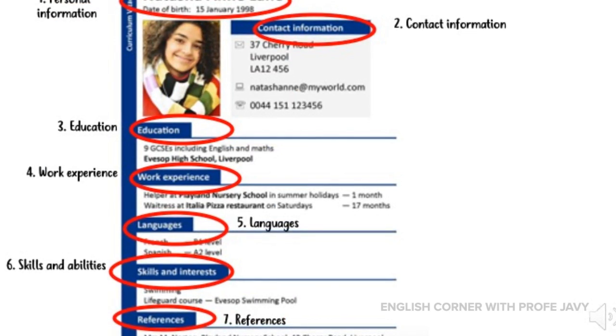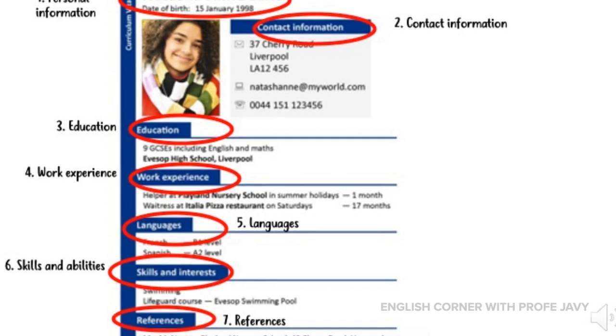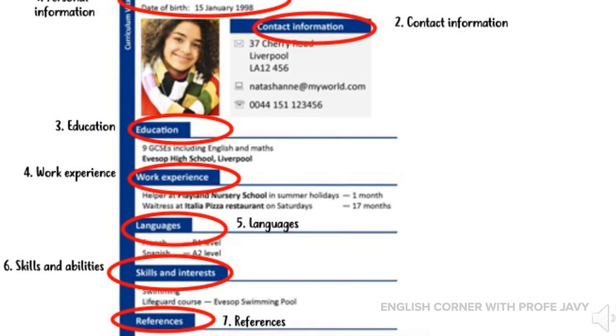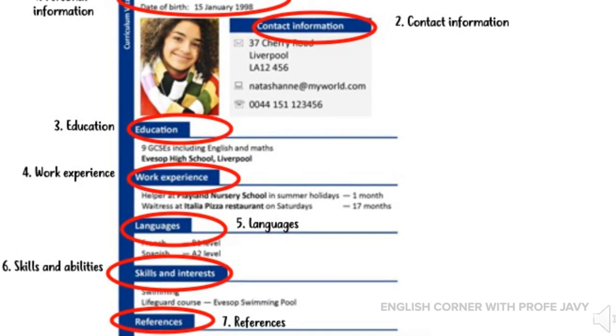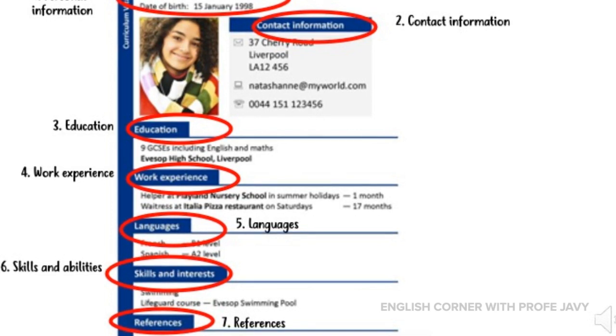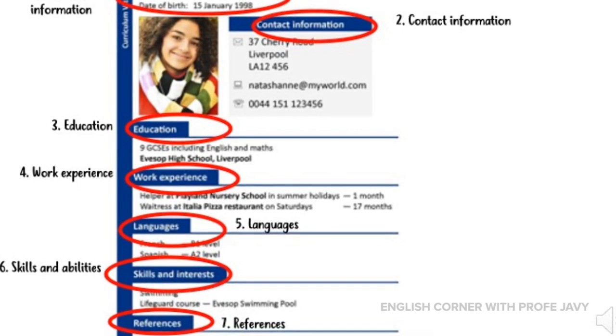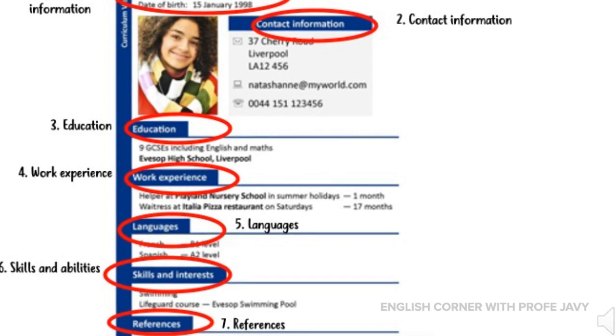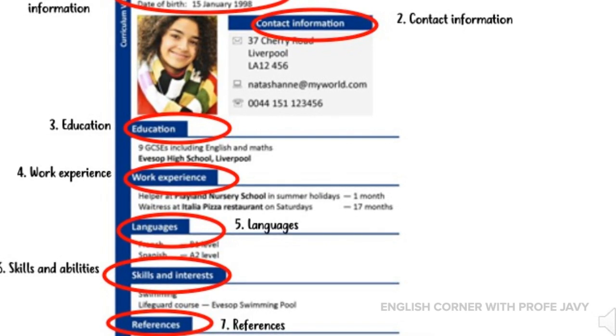Number 1 is the personal information. Number 2, contact information. Number 3, education. Number 4, work experience. Number 5, languages. Number 6, skills and abilities, and number 7, references.